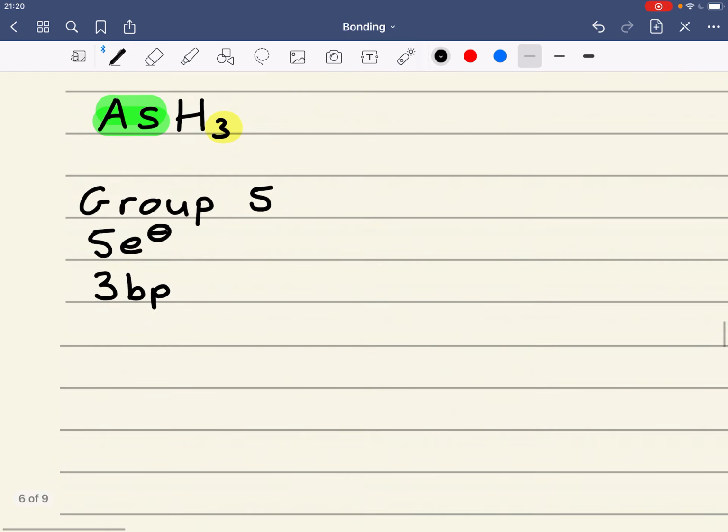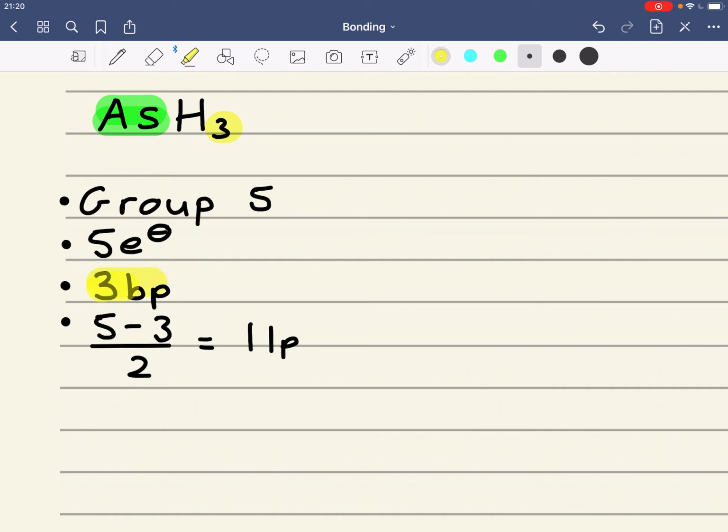The number of lone pairs or non-bonding pairs is going to be the number of electrons available minus the number of bonding pairs, divided by 2, because these non-bonding electrons go around in pairs. So it'd be 5 minus 3 divided by 2, and that gives me 1 lone pair.